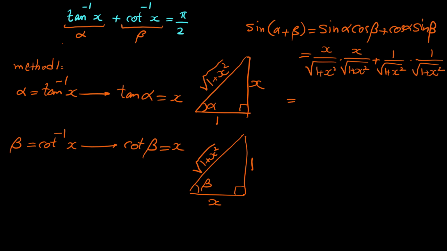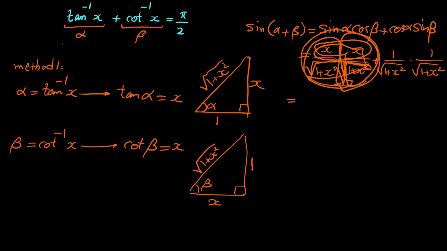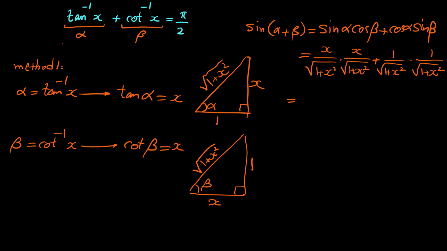Let's simplify this expression. For these fractions, if we multiply this by this, x times x is x to the 2, and radical times radical, the radicals cancel each other. So in the numerator we have x to the 2, and in the denominator we have 1 plus x to the 2. For the other one we have 1 over 1 plus x to the 2.